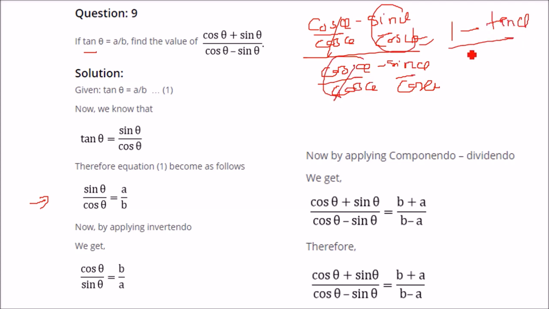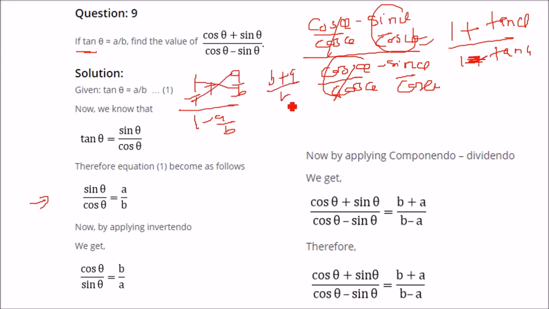This is 1 plus tan theta. This is plus, this is minus. So what do you get? 1 plus tan theta by 1 minus tan theta. So tan theta is already given. Let us write it here. 1 plus A by B and 1 minus A by B. What do you get here? This is B plus A by B, and here B minus A by B. Cancel it. B plus A by B minus A. This is the solution.